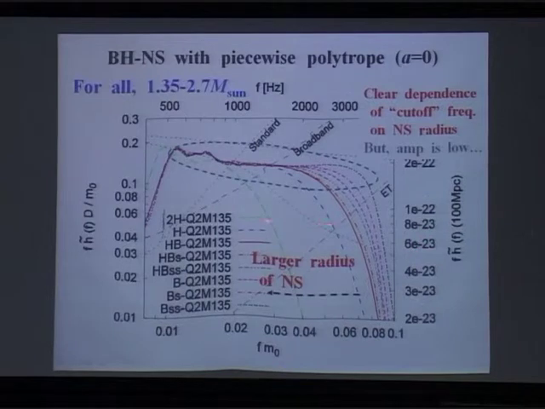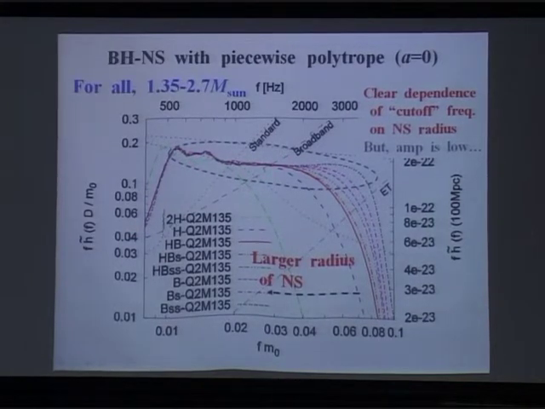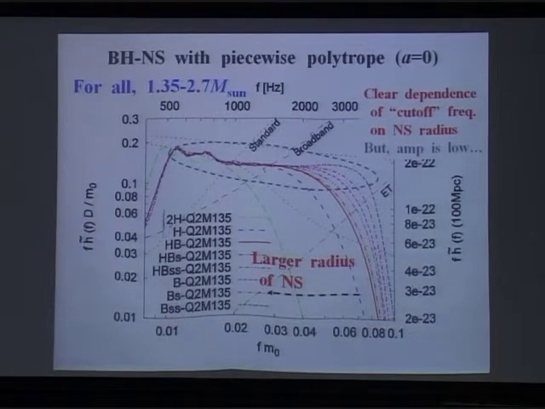For larger radius, we see something like this. But with the decrease of the neutron star radius, curves shift to the higher frequency part. And this cutoff frequency reflects the tidal disruption event. This shows that if we can determine this frequency, we will be able to constrain the equation of state of the neutron star. But for this small black hole mass case, the frequency is rather high, typically about 2 kilohertz. So it's not easy to detect such a gravitational wave using advanced LIGO. Of course, by ET, it's possible.